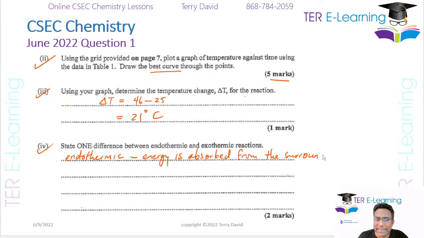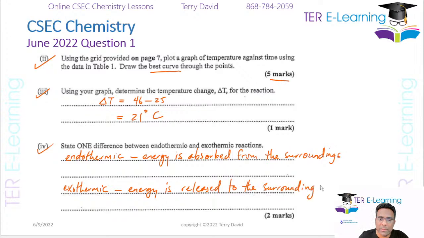They just wanted one difference. So you could have put whatever you want. So energy is absorbed from the surroundings. In the case of an exothermic reaction, energy is released to the surroundings. So that is one difference that we could say.